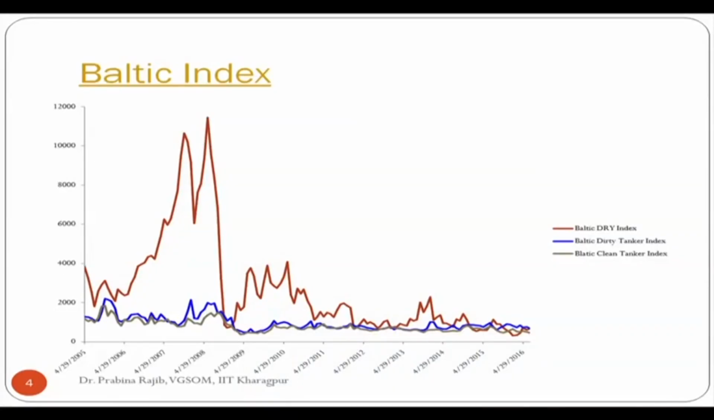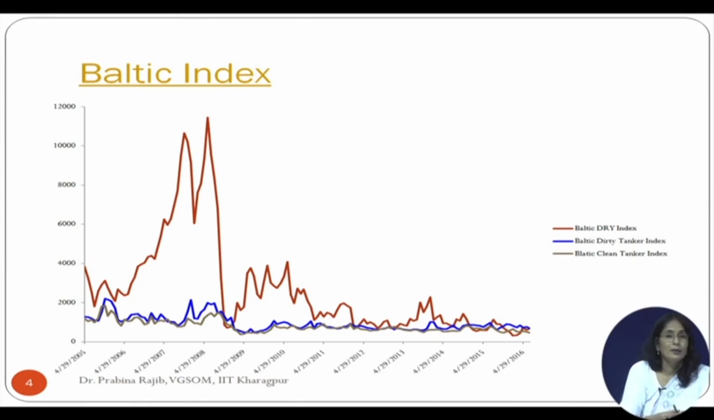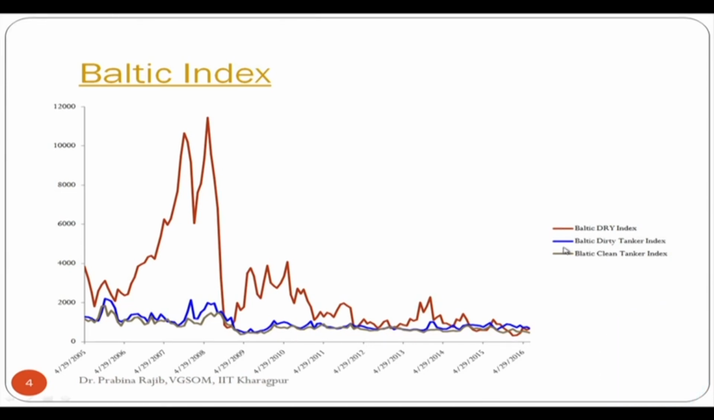Now let's go to this. Again, I downloaded the data from the Bloomberg database, and please see this one. This is a Baltic index. The top one is the Baltic Dry Index, the red line. The blue one is the Baltic Dirty Tanker Index, and the brown line is your Baltic. Okay, there's a spelling mistake on my part. This will be the Baltic Clean Tanker Index.